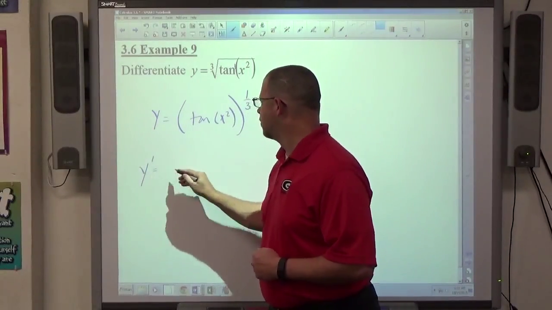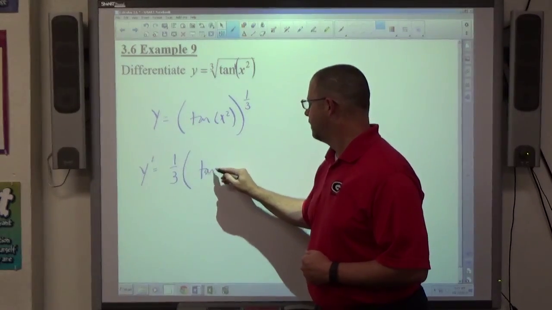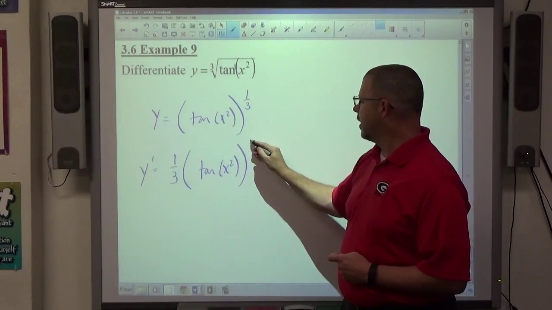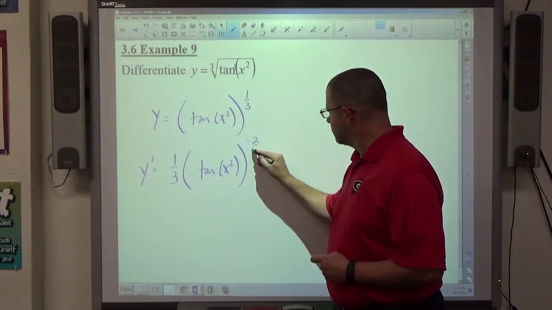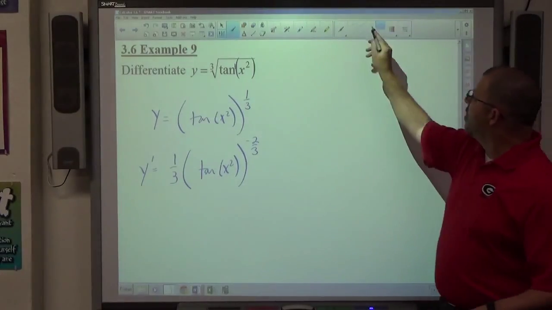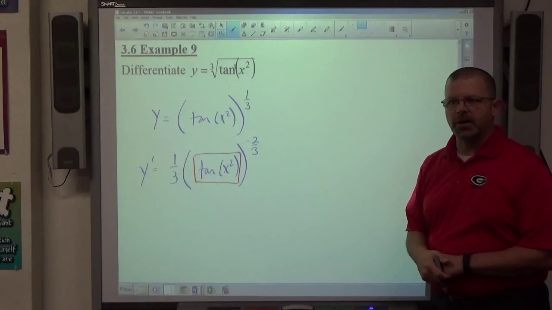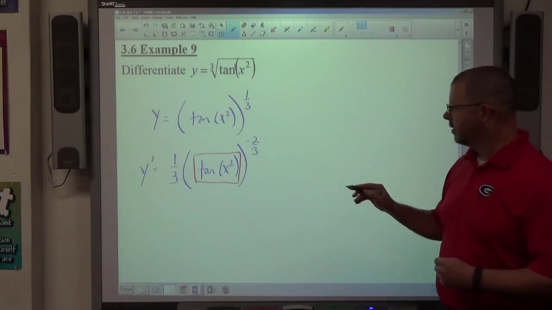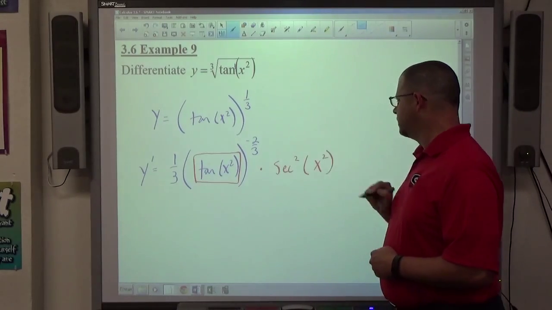So y prime equals 1/3 times the same argument, tangent of x squared, to 1 lesser power. 1/3 minus 1 is equal to negative 2/3. Alright, then the base of my power expression is tangent of x squared. I have to differentiate tangent of x squared. Tangent is the function type it is. Differentiation rule for tangent is secant squared. So I'm going to get secant squared of x squared.